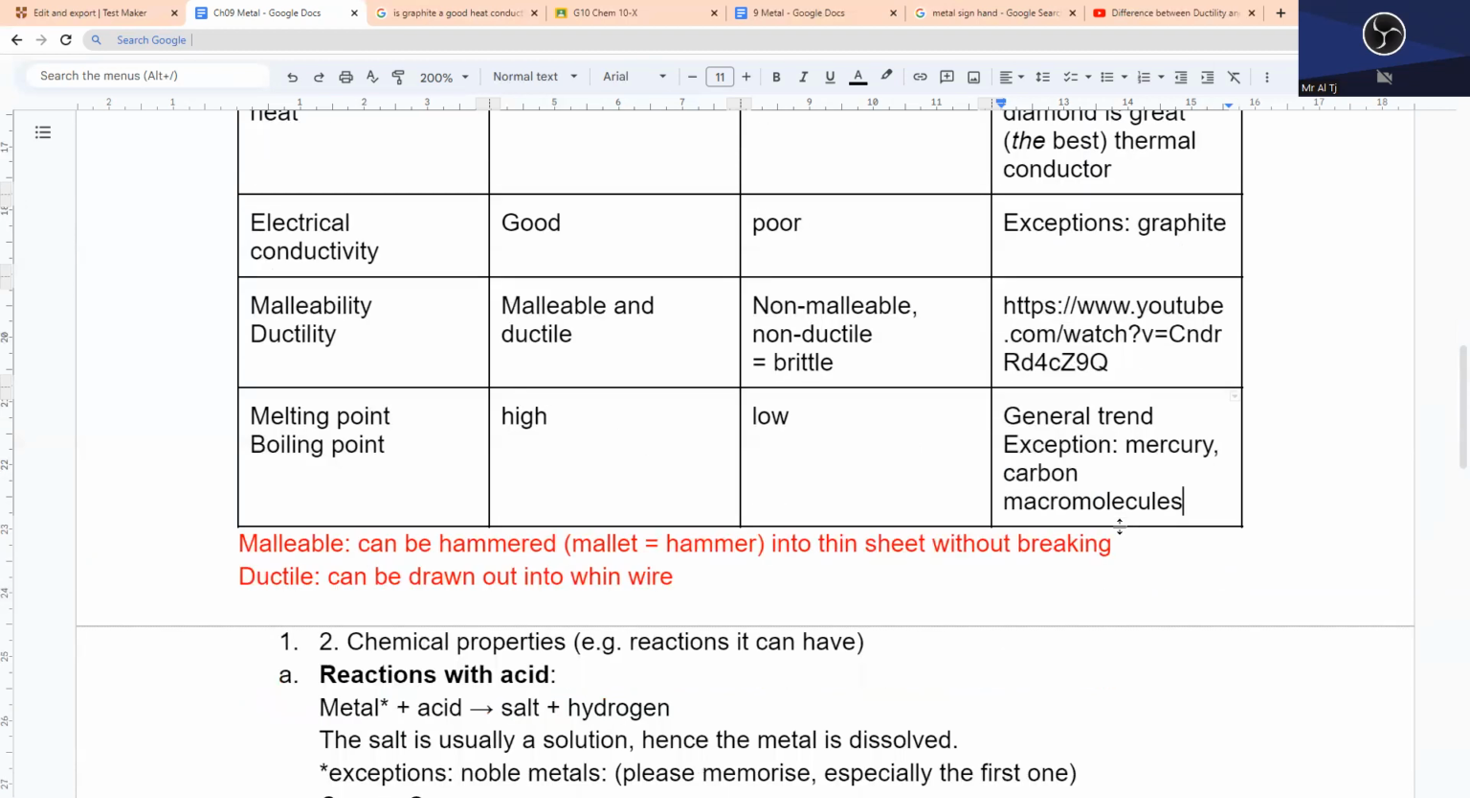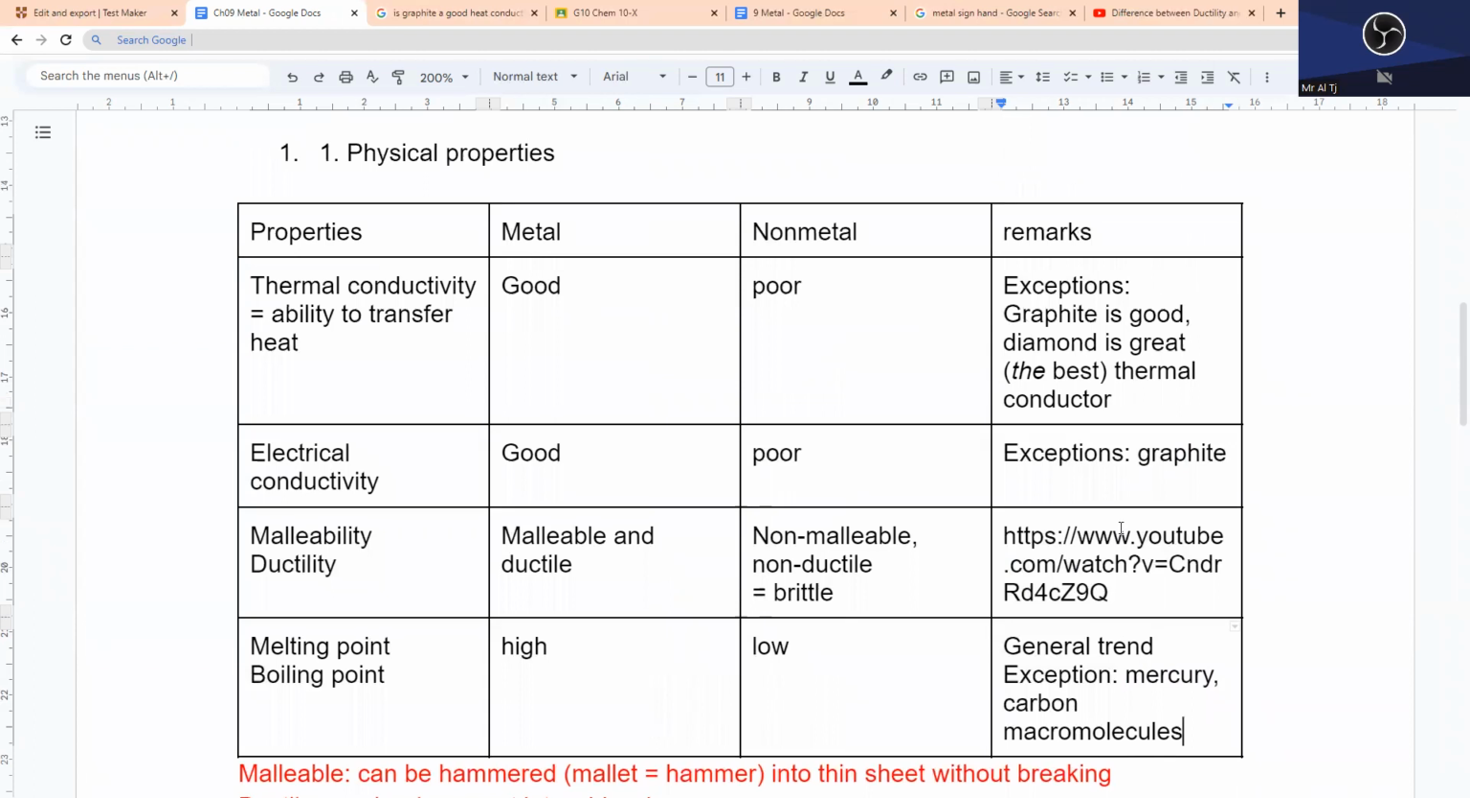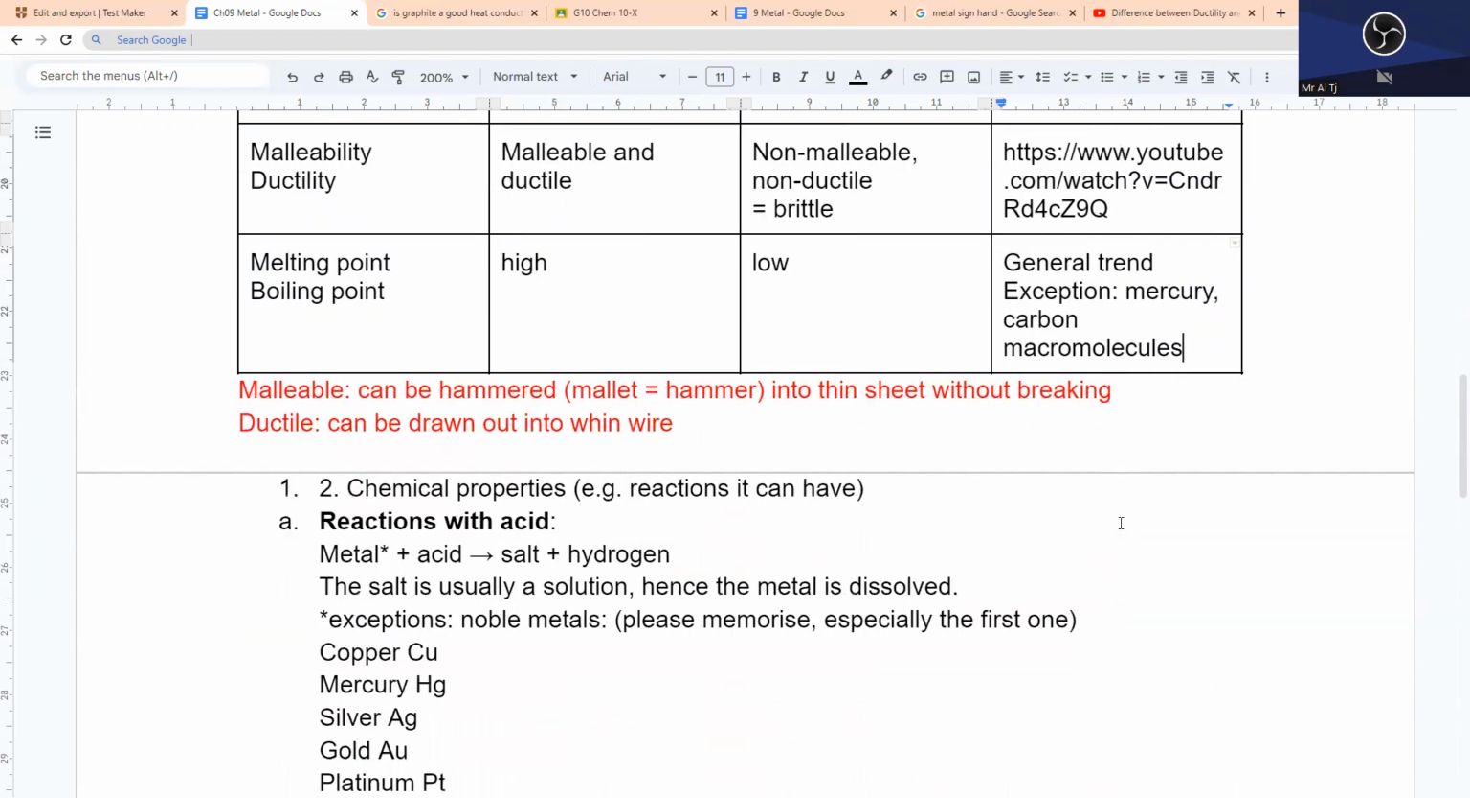So that is the physical properties. All of this did not involve any chemical reactions, so we call them physical properties. Now we go into the chemical properties, which is the reactions that they can have.